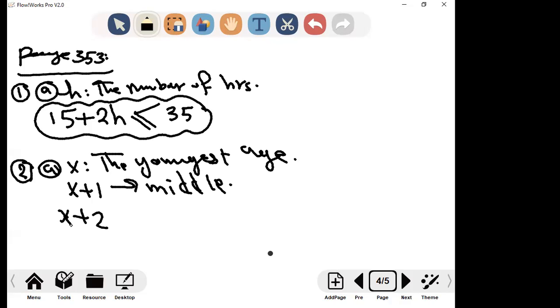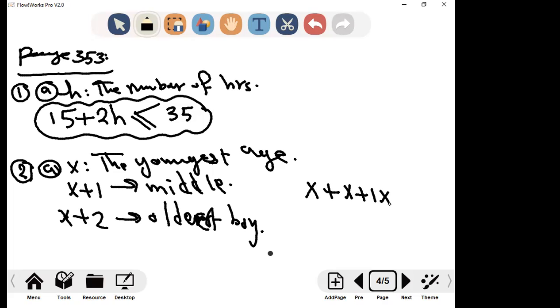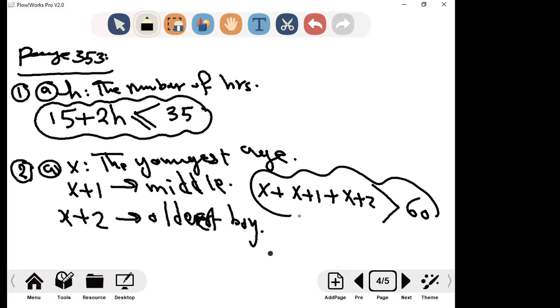Now, the sum of these ages together, including the oldest one, should be more than 60. So the inequality is X, plus the middle one, X plus one, plus the oldest boy, X plus two. All of them should be more than 60. X plus X plus 1 plus X plus 2 should be more than 60. This is the inequality.